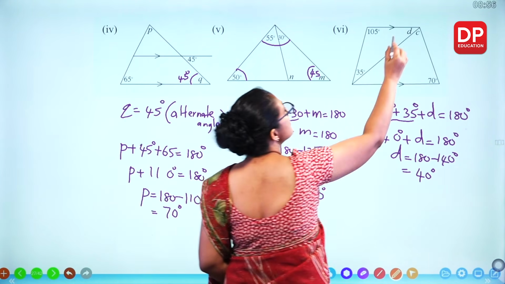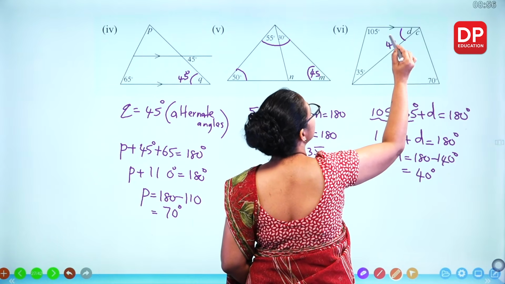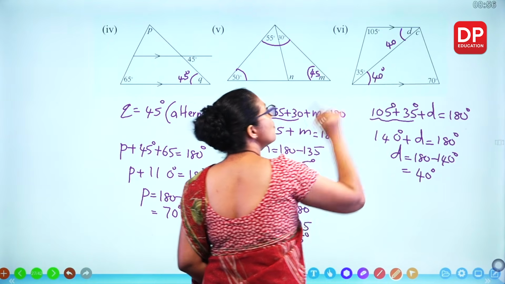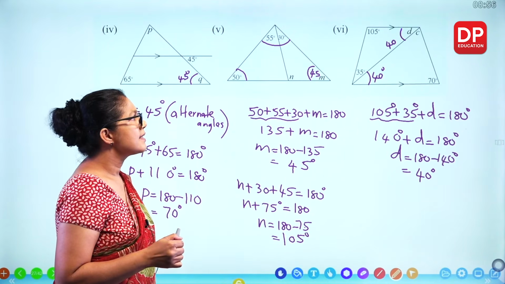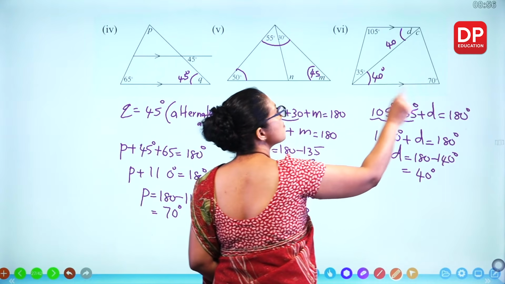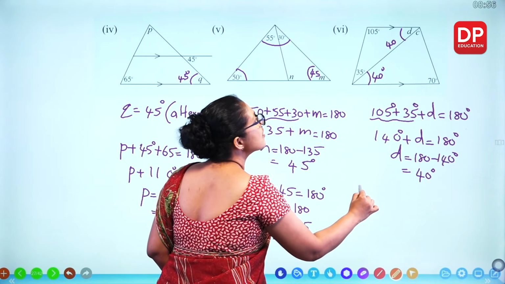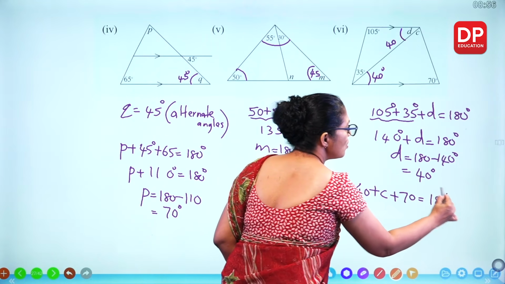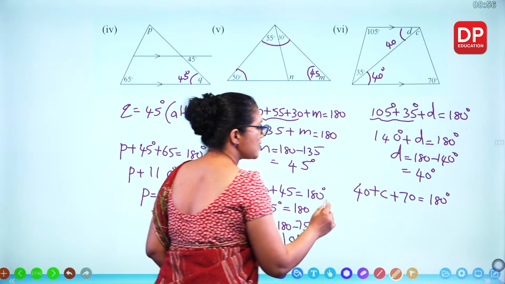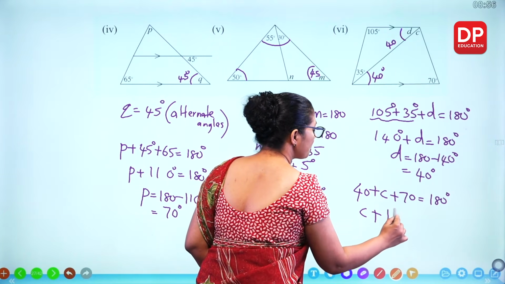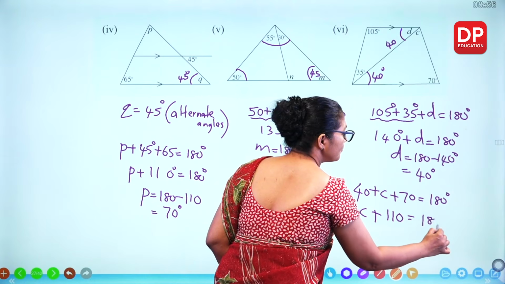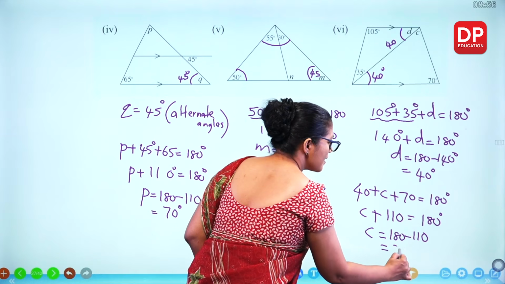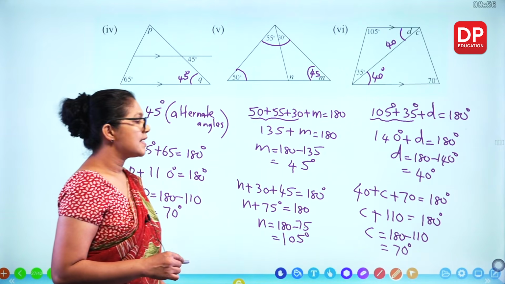So we found out this is 40. Then if this is 40, I can write this is also 40. Alternate angles. Then I can look at this small triangle and write down 40 plus C plus 70 is equal to 180. 40 plus 70 is 110. So what is C? 180 minus 110, you get 70 degrees.